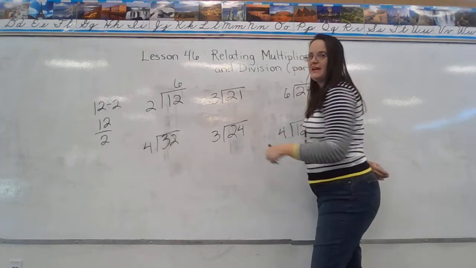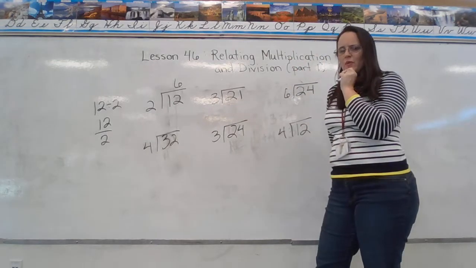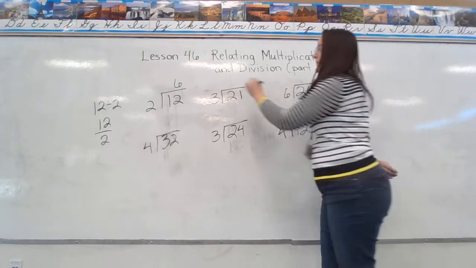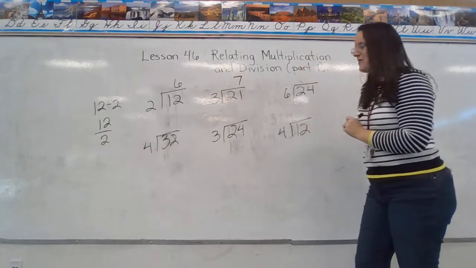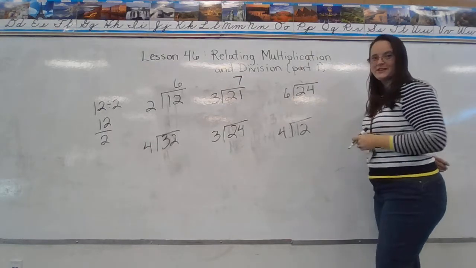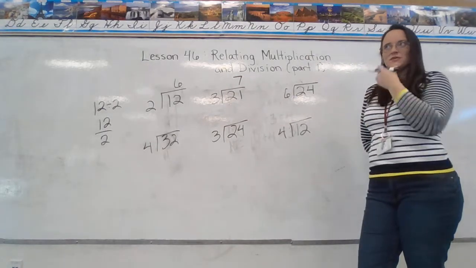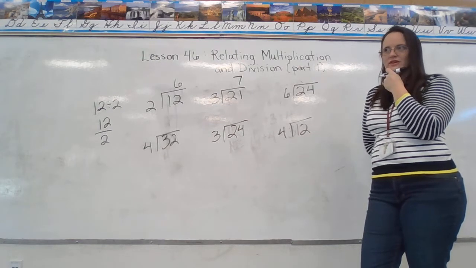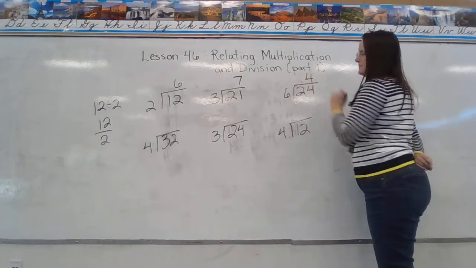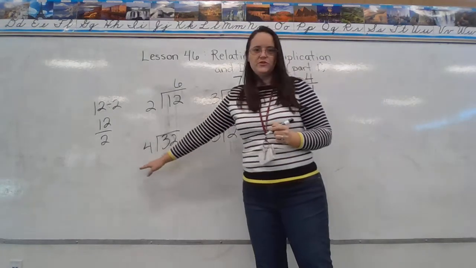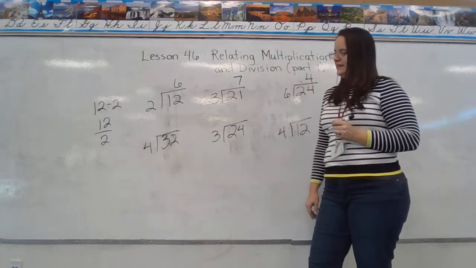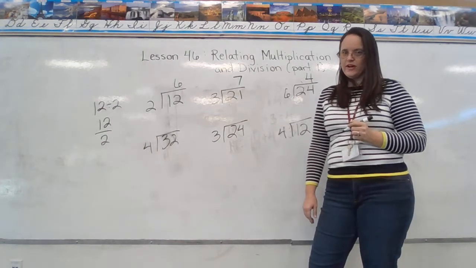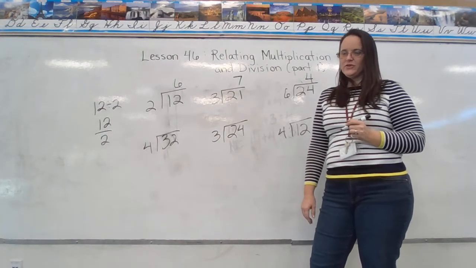21 divided by 3. What number times 3 equals 21? 7, correct. 24 divided by 6. What number times 6 equals 24? That would be 4. 32 divided by 4. These tend to be tricky. What number times 4 equals 32?